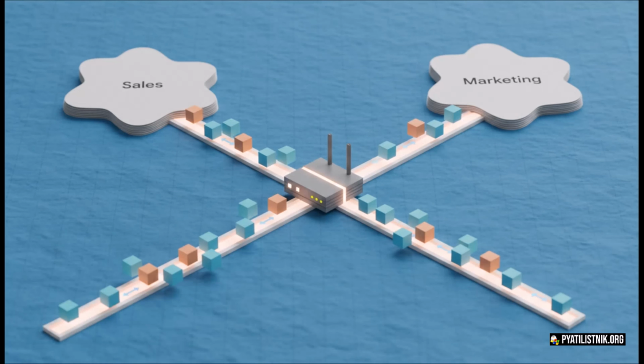So, how do you connect those islands? Well, that is a core job for a router or a Layer 3 switch. It acts as the bridge. It connects to both the sales and the marketing VLANs, and using its routing table, it can intelligently forward traffic between them, letting them communicate and share resources, but in a totally controlled and secure way.